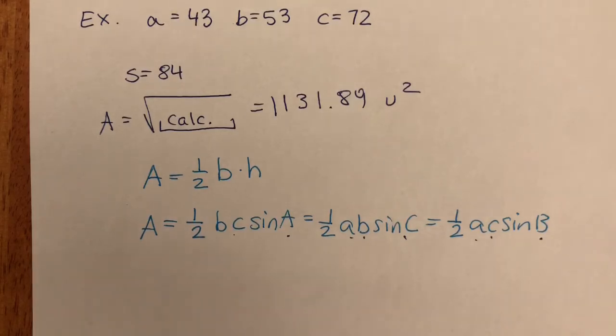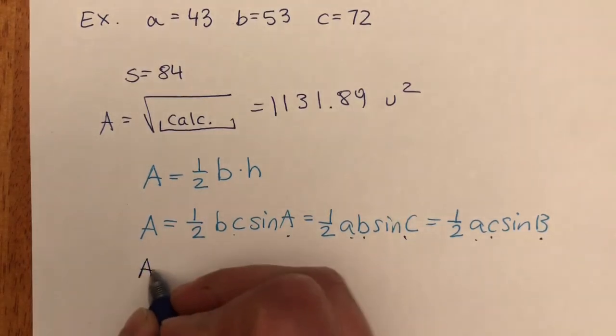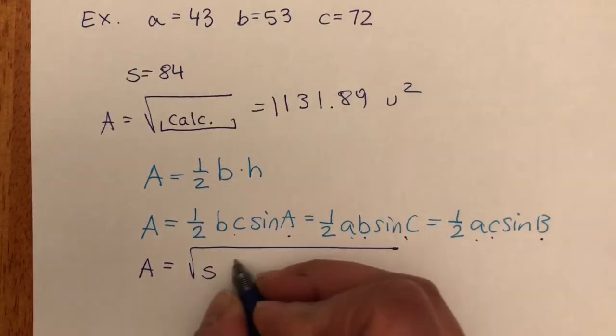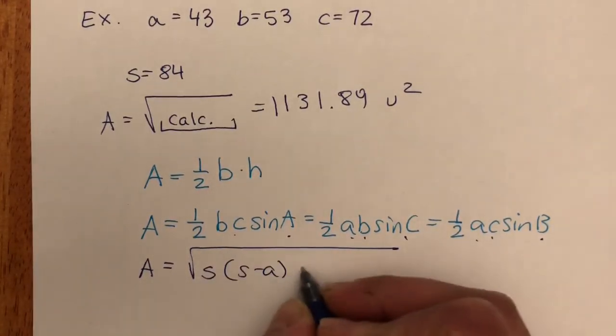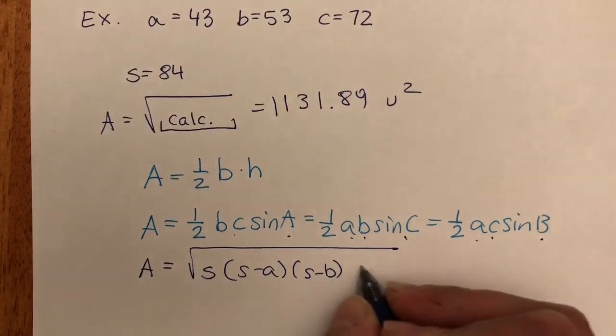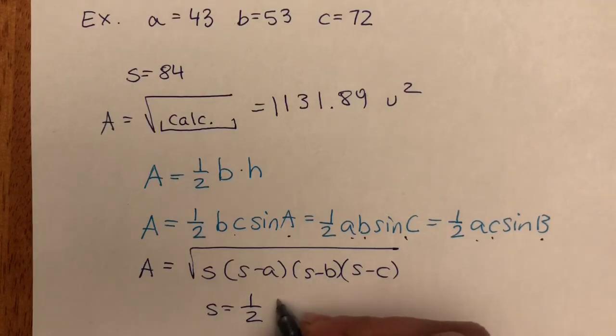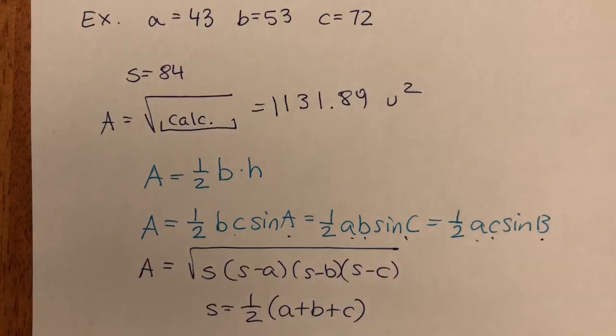And now we have also the Heron's formula. So that is the square root of S minus A, S minus B, S minus C, where S is equivalent to 1/2 of the perimeter, so A plus B plus C. Here you go, you just learned a new way of how to find the area of a triangle.